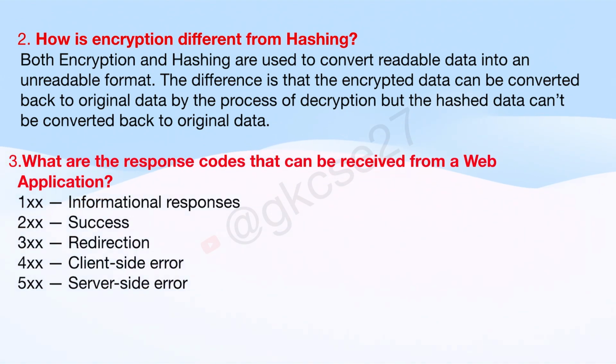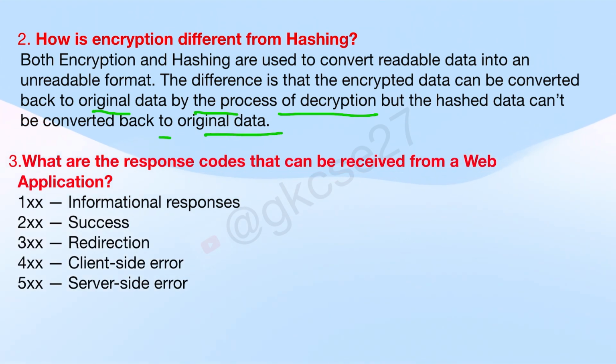Next is, how is encryption different from hashing? Both encryption and hashing are used to convert readable data into an unreadable format. The difference is that encrypted data can be converted back to the original data by the process of decryption, but hashed data can't be converted back to the original data. Whatever data has been encrypted can be converted back to its original form by using decryption. But in the case of hashing, it can't be converted back to the original data.